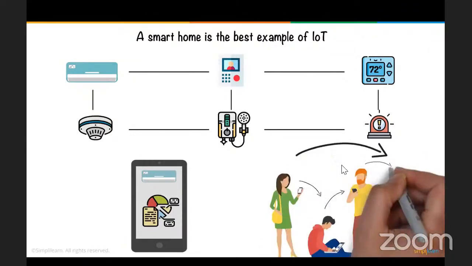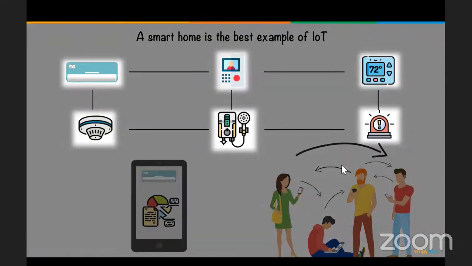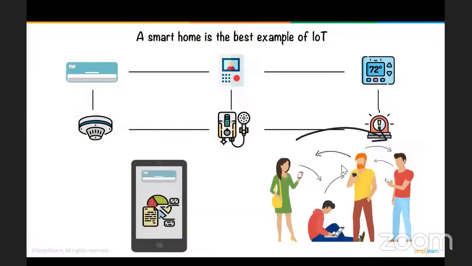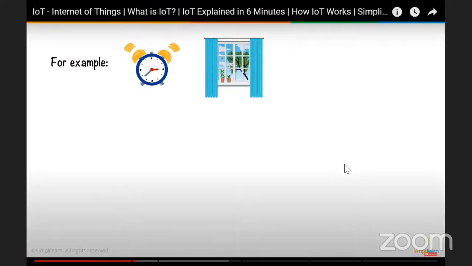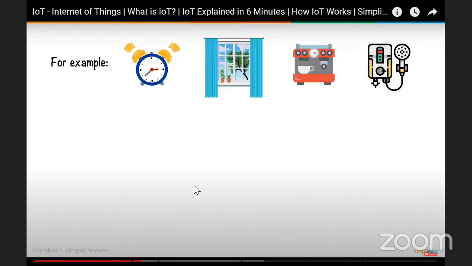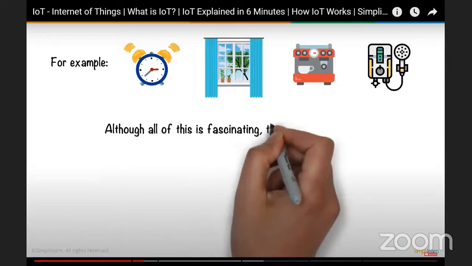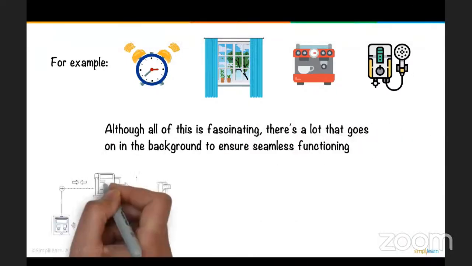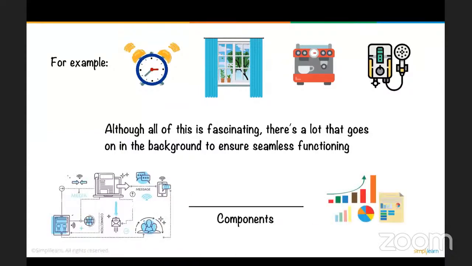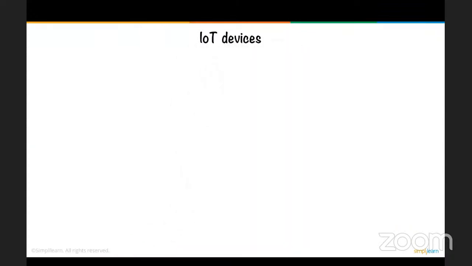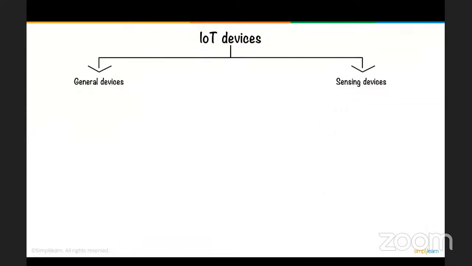Think about it. Until recently, the internet helped people connect and interact with each other. But now, inanimate objects or things have the ability to sense the surroundings, to interact and collaborate with one another. For example, in the morning when your alarm goes off, the IoT system can open the window blinds, turn on the coffee pot for you, and even turn on the water heater. Although all of this is fascinating, there's a lot that goes on in the background to ensure seamless functioning. From effective communication between devices to accurate processing of the data received, a lot of components are involved. In the context of IoT devices, hardware can be classified into general devices and sensing devices.